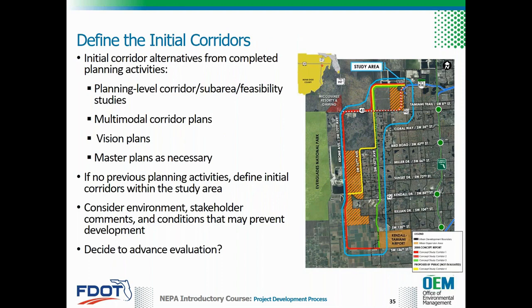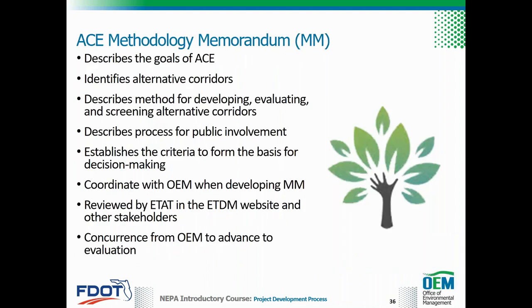Once the decision has been made to advance the project, the district defines the goals for the ACE process, such as performing an action plan corridor study or determining reasonable alternatives for the PD&E study. A methodology memorandum, or MM, describes the goals of the evaluation, identifies alternative corridors, describes the methods for developing, evaluating, and screening alternative corridors, describes the process for public involvement, and establishes criteria for the basis of decision-making.